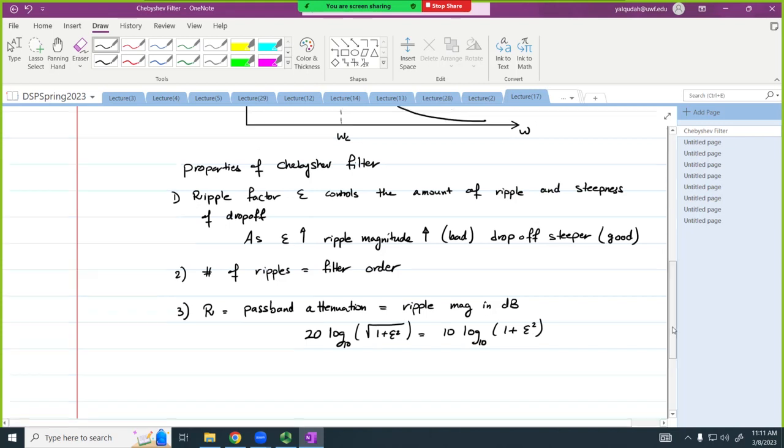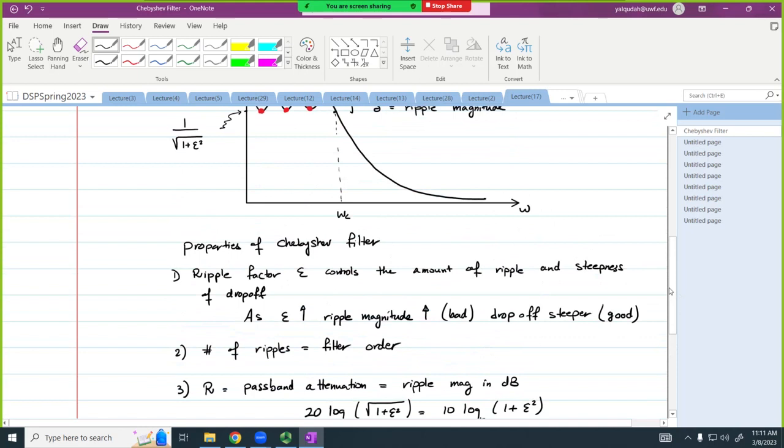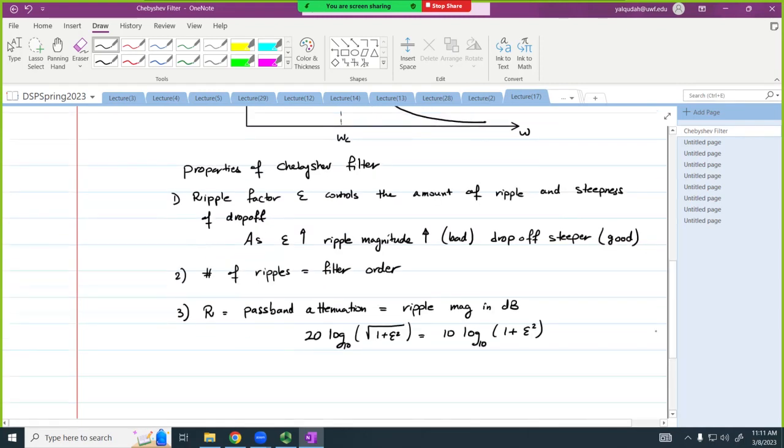So we plotted this in magnitude, but if I were to plot this in dB, then this R will represent the square root of 1 plus epsilon squared in dB, which is the passband attenuation.